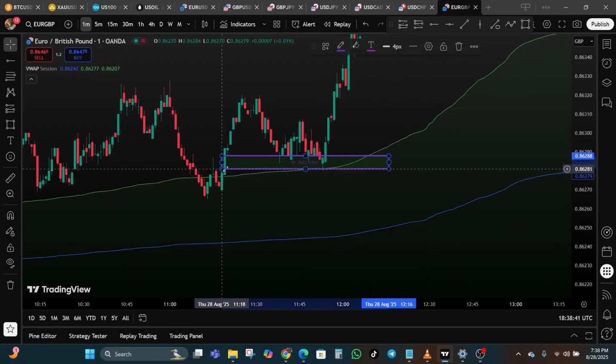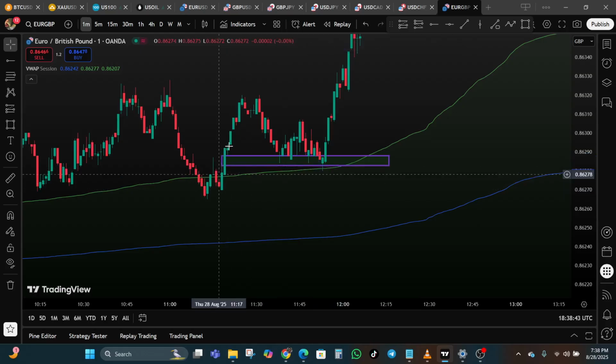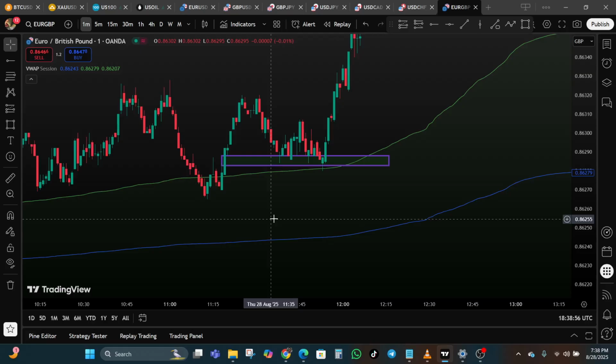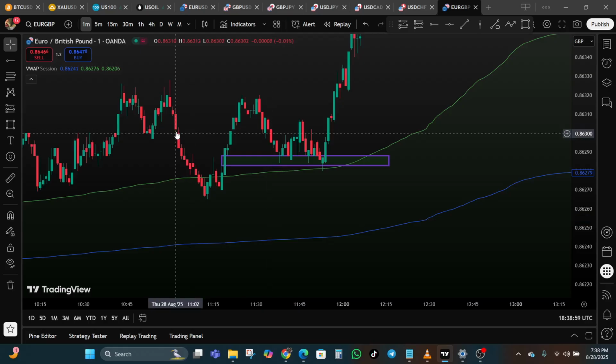You have a space between, it's a three candle pattern. So you have a space between the first candle's high and the third candle's low, if it's a bullish gap. If it's a bearish gap, it's going to be a space between the first candle's low and the third candle's high. But remember, this is just an example.